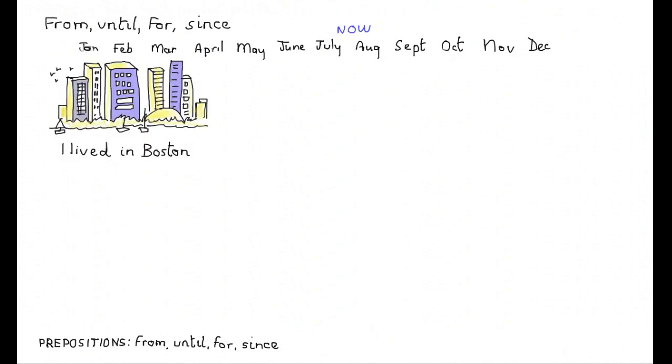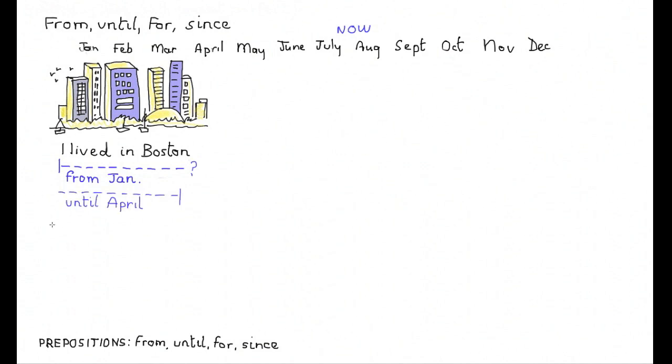Right, let's start off with the picture. Here's the first picture. I lived in Boston. It doesn't say when. So to answer the question when, here's the first phrase. I lived in Boston from January. You can see more or less that that line is roughly underneath the January. So I lived in Boston from January. But if I say from January, it doesn't say when I finished. So that's a question.